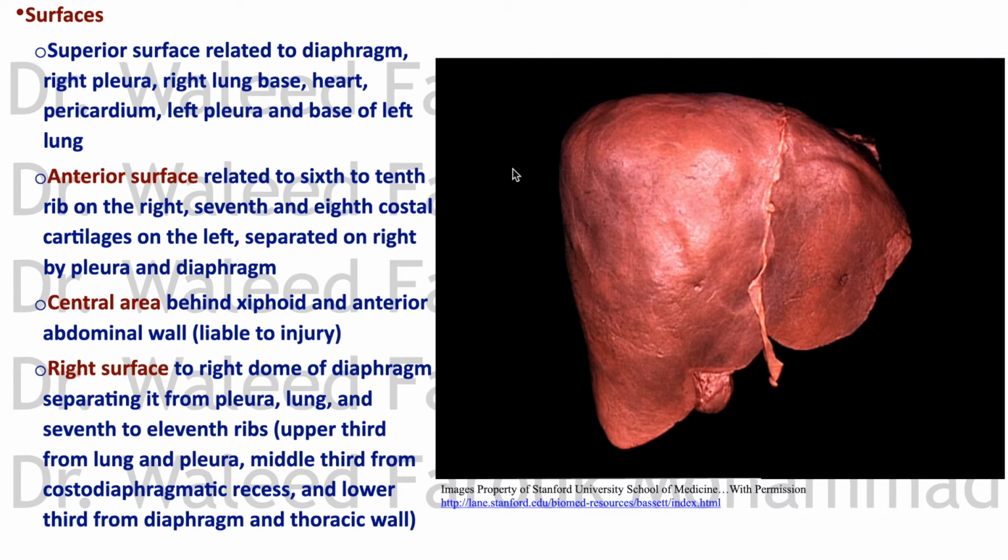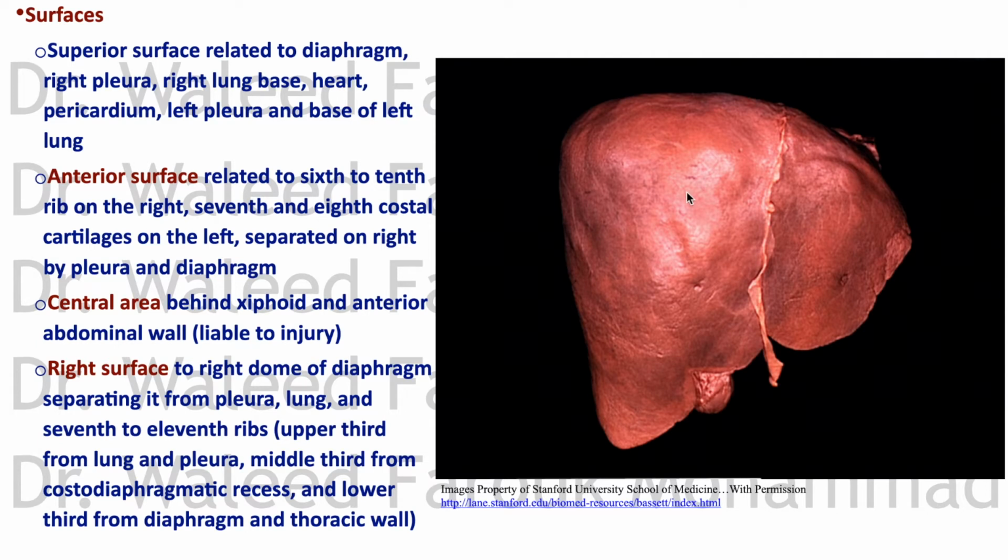The surfaces of the liver: we have the superior surface. It's related to the diaphragm, of course. In the middle, there's the pericardium and the heart. On the right side, there is the right lung base and pleura. On the left side, there is the left lung base and the pleura. So it occupies a good area of the inferior surface of the diaphragm.